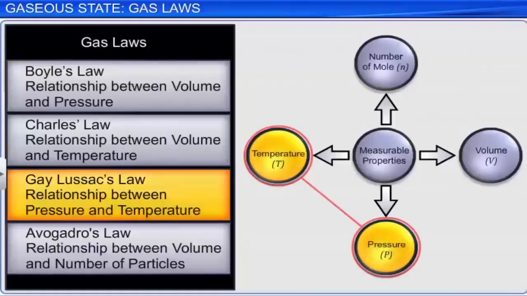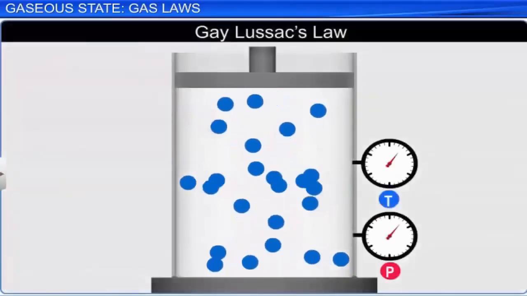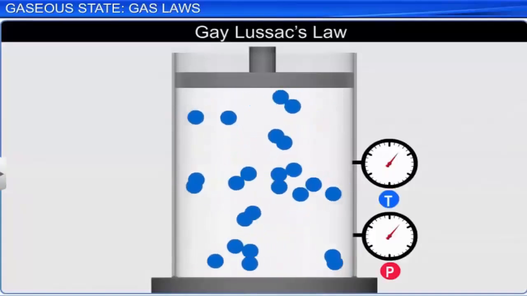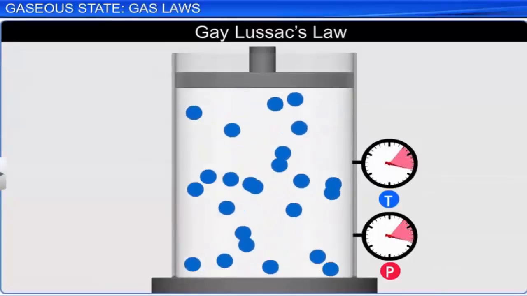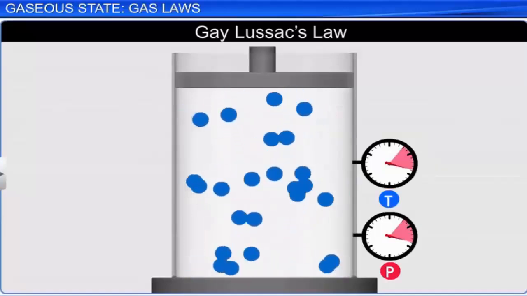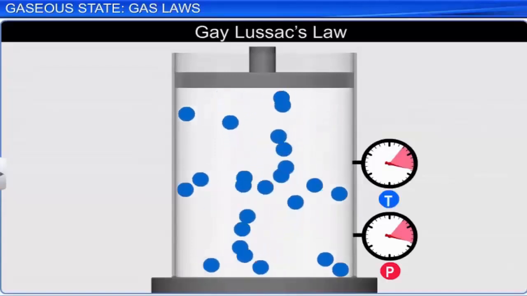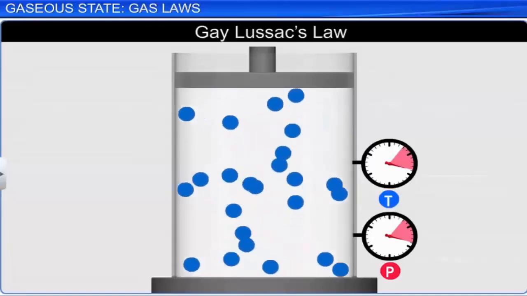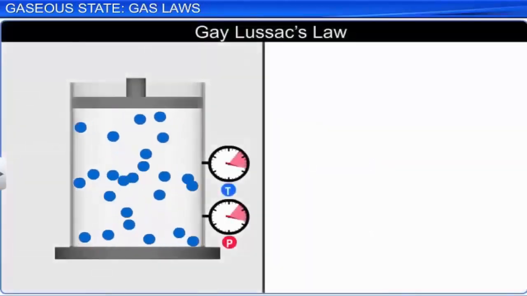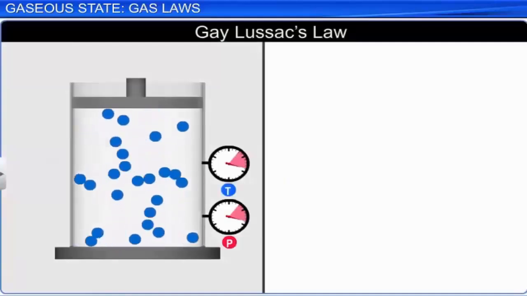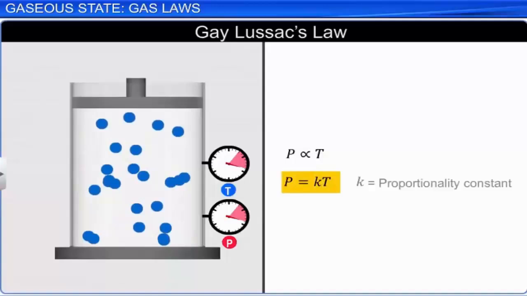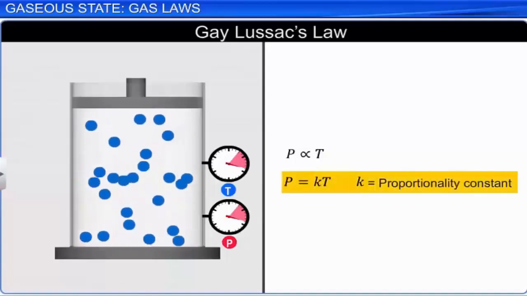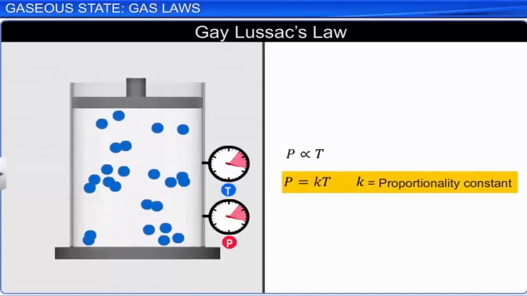The next law is Gay-Lussac's law. According to Gay-Lussac's law, at constant volume, pressure of a fixed amount of gas varies directly with the temperature. In other words, at constant volume, temperature of a gas increases with increase in pressure and decreases with decrease in pressure. Mathematically, Gay-Lussac's law can be written as P is directly proportional to T, or P is equal to kT, where k is the proportionality constant. The numerical value of the constant k depends upon the amount of the gas taken and the volume.